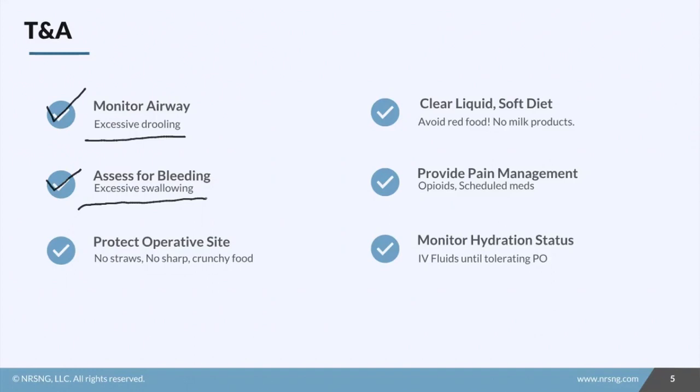And this leads us to your next really important nursing intervention, and that's protecting that operative site. This means that child doesn't need to be using straws. That sucking mechanism can cause those sutures to open up, so no straws. And we also want to make sure they don't eat any sharp or crunchy foods like Doritos. They need to be on a clear liquid diet or a soft diet to start with. Now, also make sure that they don't eat any red Jell-O or red popsicles because if they do throw up, we don't want to be confused by what we see there.